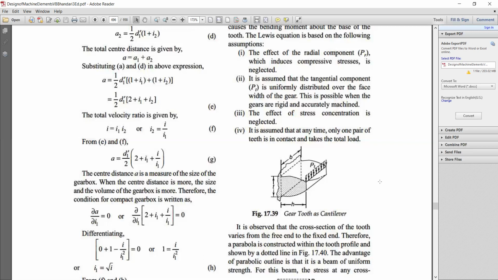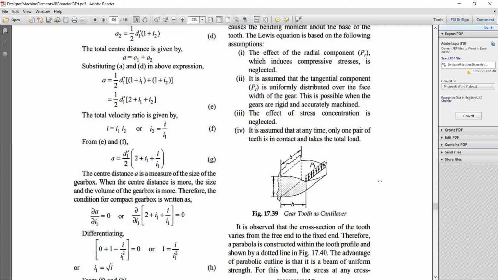Fourth, the effect of stress concentration is neglected. The stress concentration factors were unknown in Lewis's time. To design the equation, we are going with the Lewis equation of beam strength. Then the effect of the frictional force on the tooth bending is insignificant, so we are neglecting that. These are the five assumptions for the Lewis equation, or beam strength equation.